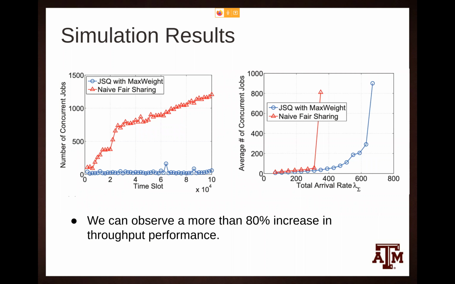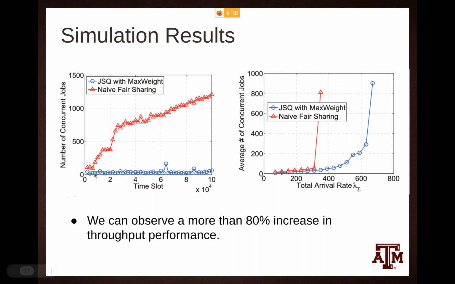Now let's observe the simulation results. Here, in the paper, the throughput performance of the proposed algorithm is compared with the naive fair share algorithm. So in the first figure, we keep track of the number of concurrent jobs in the system with respect to each time slot in order to observe the stability. Here stability is nothing but a bound until which a scheduler can handle the tasks.